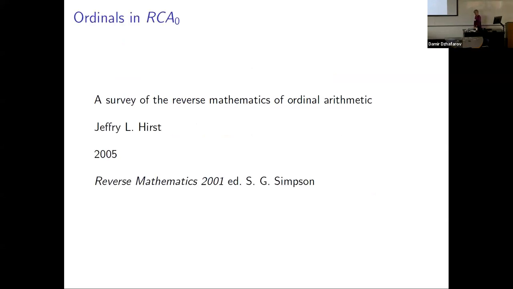Okay, so I said that we were working on a piece of the project of trying to redo second order arithmetic over RCA and not star. And we decided to look at ordinal arithmetic, partly because there's this very nice survey by Jeffrey Hirst, in which he collects the contents of a dozen different papers about ordinal arithmetic and reverse mathematics, a lot of which were written by Jeff himself as well.